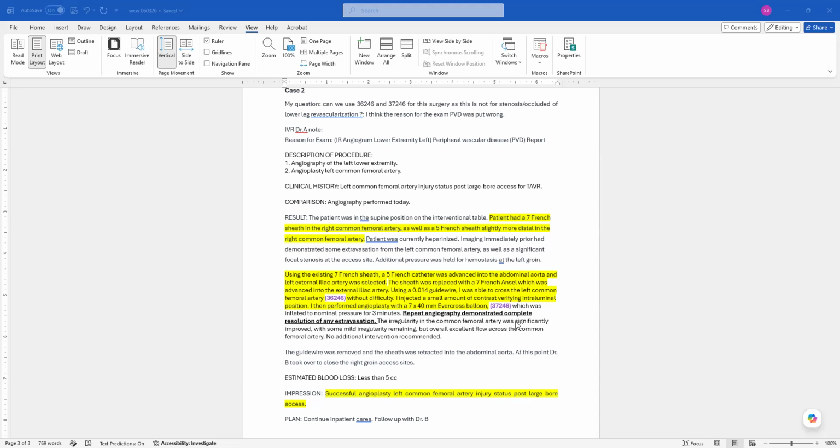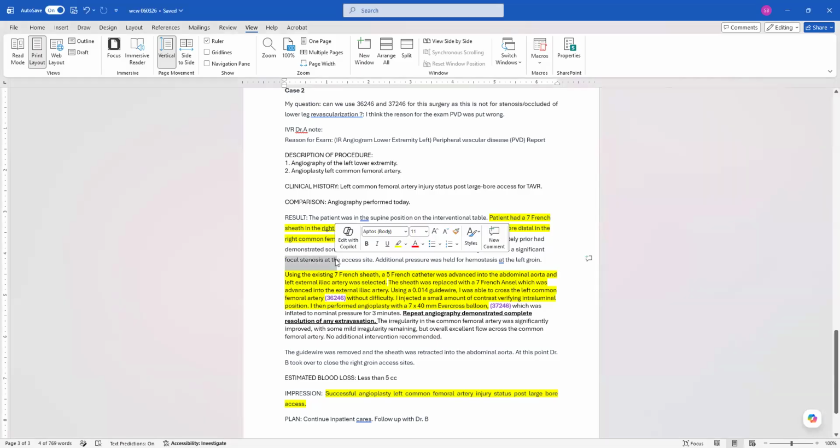So it actually wasn't focused on treating a stenosis, even though in this particular part of the report, it does mention that there's a focal stenosis at the access site, but the primary reason for performing the procedure was to repair that injury, and that confirmatory angiography lets us know that yes, this is what they were checking for, and the procedure was successful. So that's going to be coded with 37246 for the angioplasty for this particular case.